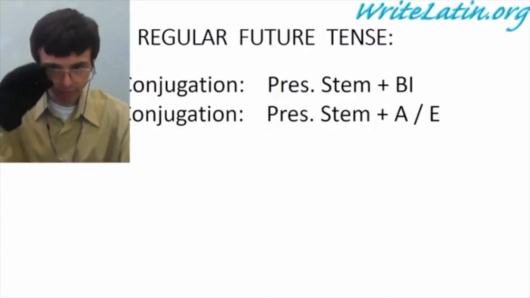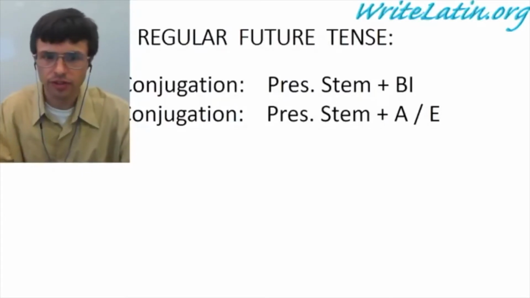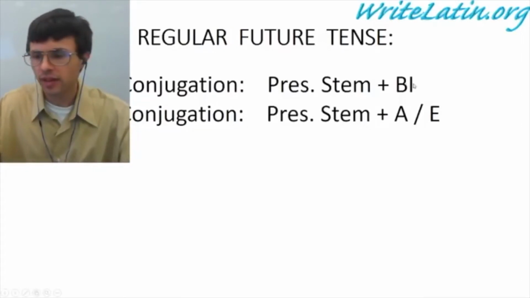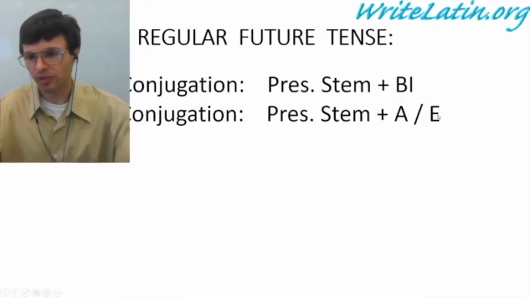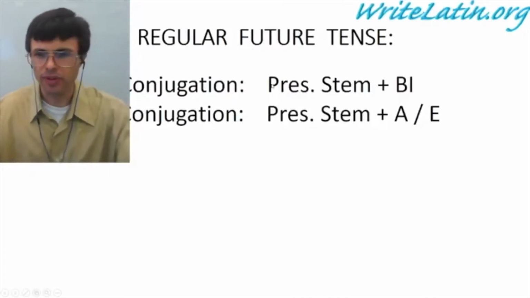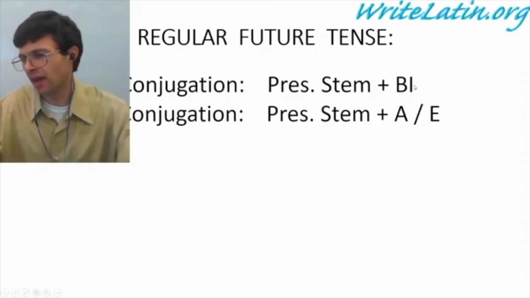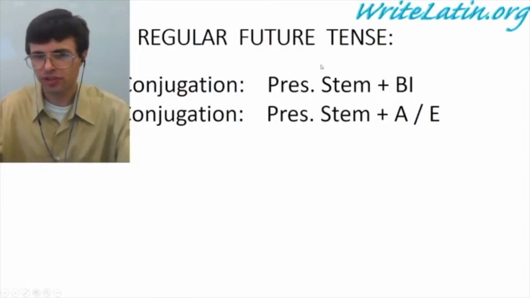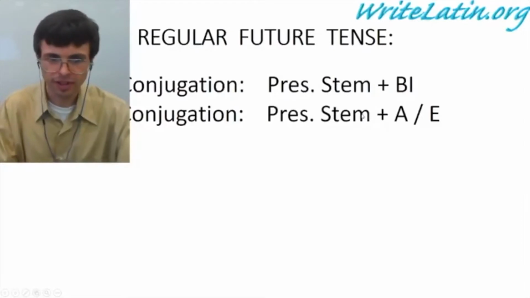So the formula to produce the future tense for first and second conjugation is present stem plus BI, and for third and fourth conjugation it's present stem plus A or E. Now remember, in the imperfect it was present stem plus BA. So this first half of the rule is very similar to the imperfect, but the second half isn't.